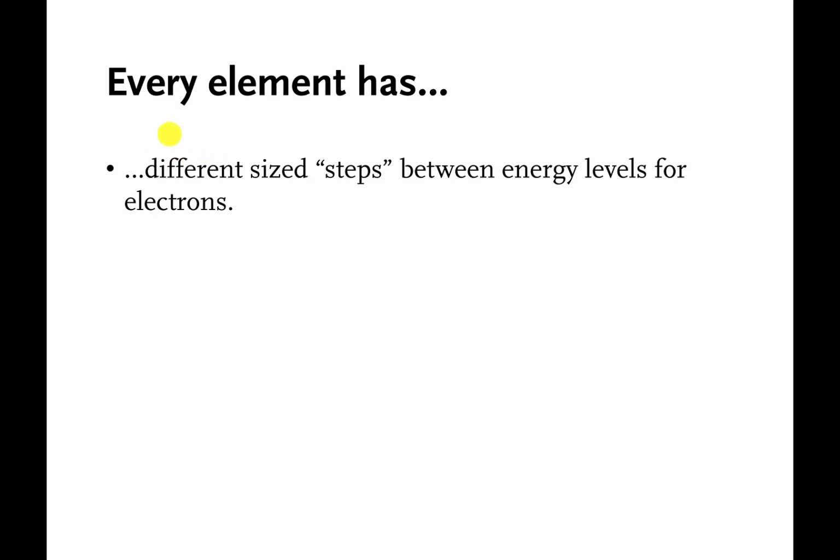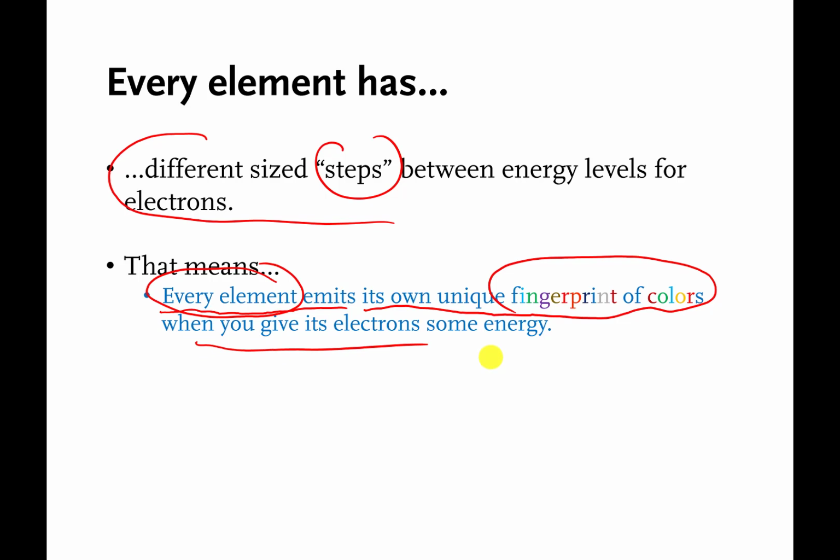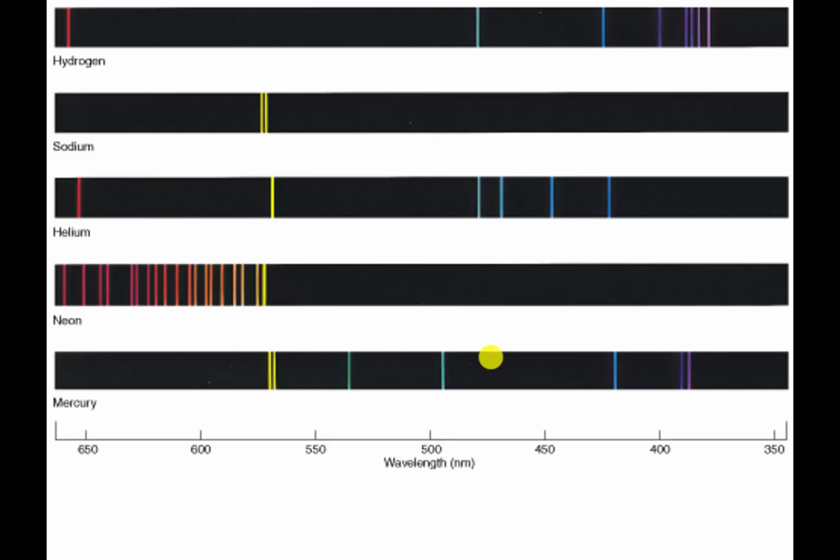So there are different sized steps between energy levels for the electrons, and what that means, I can't emphasize this enough, is every different kind of element emits its own unique fingerprint of colors when you give the electrons of one particular atom some energy. So here are some examples.